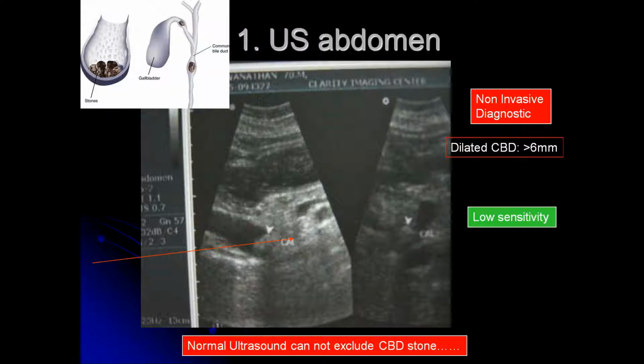So a normal ultrasound cannot exclude a small common bile duct stone, but one can presume presence of common bile duct stone if the sonologist gives a report saying that the common bile duct is more than 6 millimeter diameter, because the normal bile duct is about 4 to 5 millimeter. Any bile duct more than 6 mm should be taken as a dilated bile duct, and it itself is an indicator of probable stone in the bile duct.